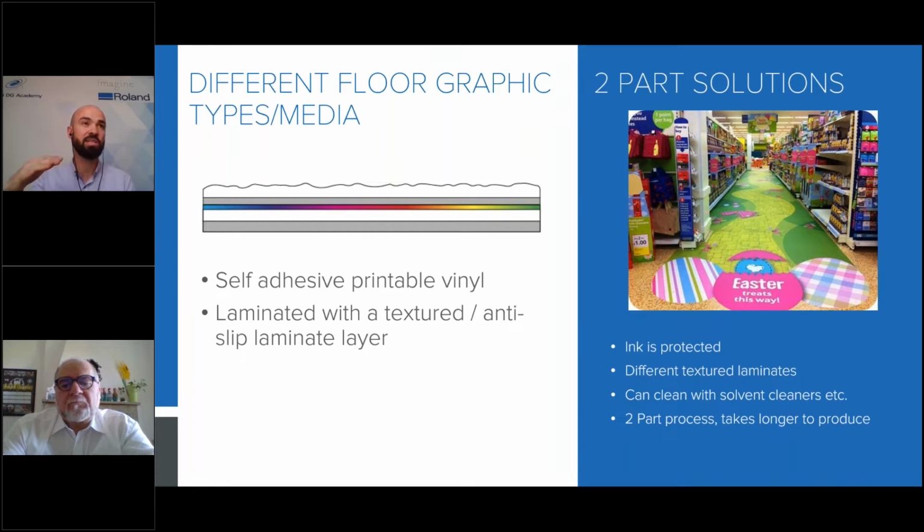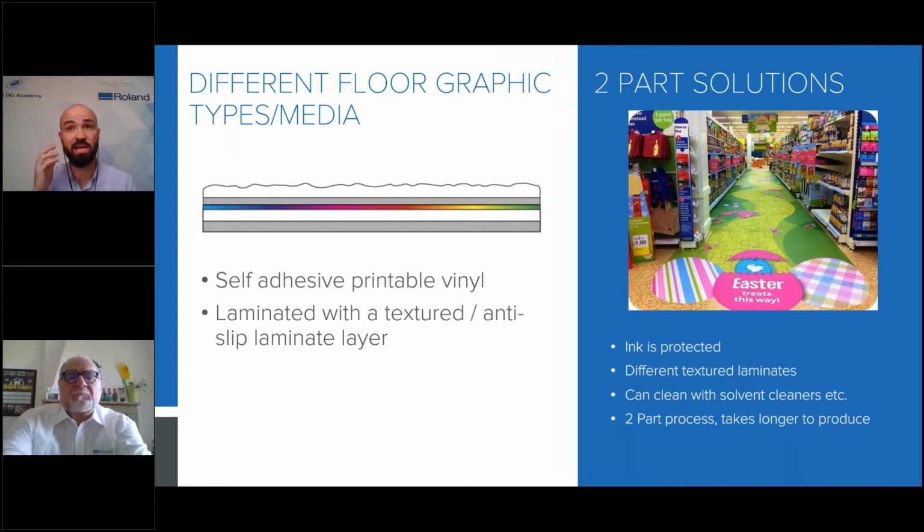So you end up with a printed layer with adhesive, then you've got your layer of ink, then you've got another layer of material with adhesive, which seals the ink. So you end up with a two-part solution. So a couple of the benefits of using a two-part solution are that your ink would be protected.